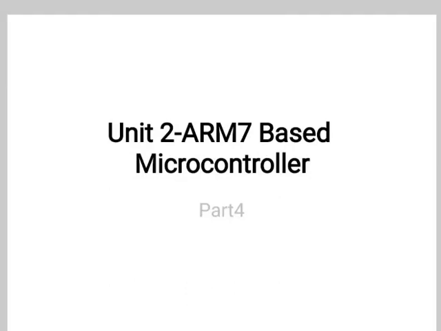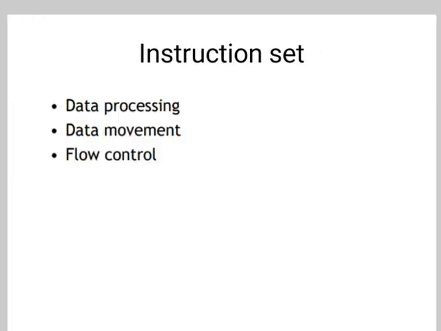Unit 2, ARM7 based microcontroller, part 4. So first is the instruction set. The ARM instruction set is divided into three categories: the data processing instructions, data movement and flow control instructions.